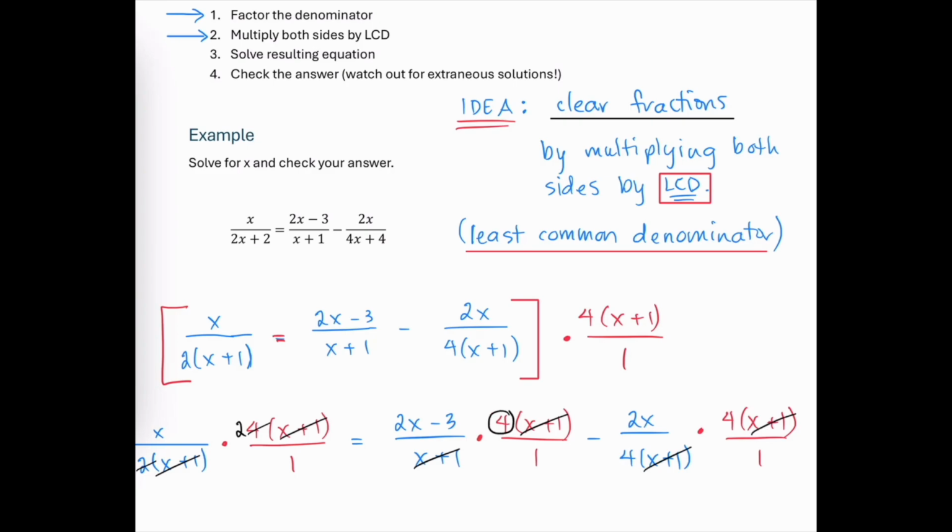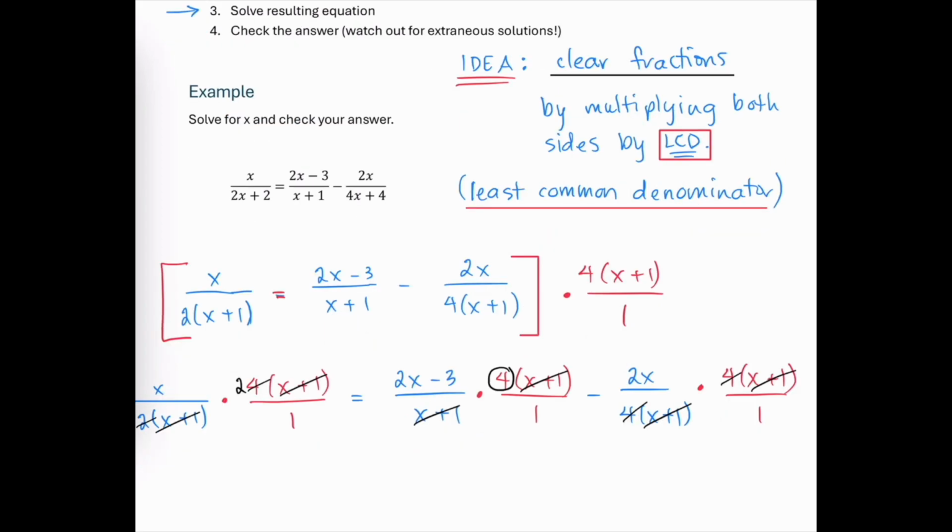The x plus 1's cancel here, and the 4's cancel entirely here. So all of those terms in each of the denominators have canceled out. Now, we're supposed to solve the resulting equation. Let's take a cleanup step here because these products are pretty messy in their current state.